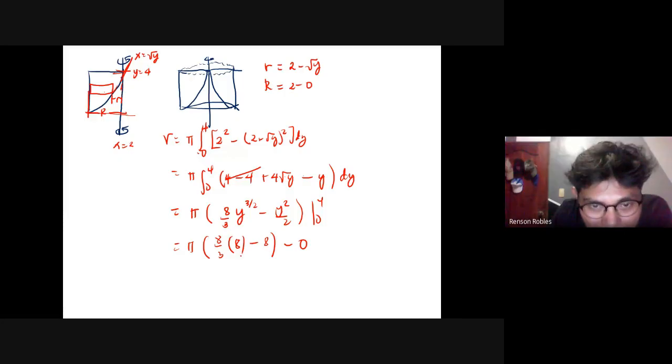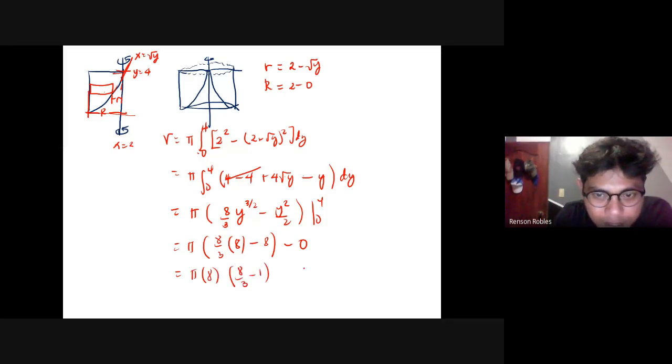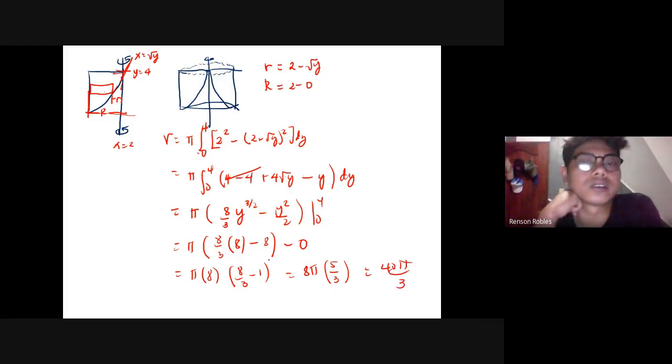So we shall have now what? Equals, we factor out 8 to make it a little easier. So you'll have 8/3 minus 1. So you'll have 8 pi times 8/3 minus 1, which is 5/3. So that will become 40 pi over 3. Kindly check this out. You can use your calculator.